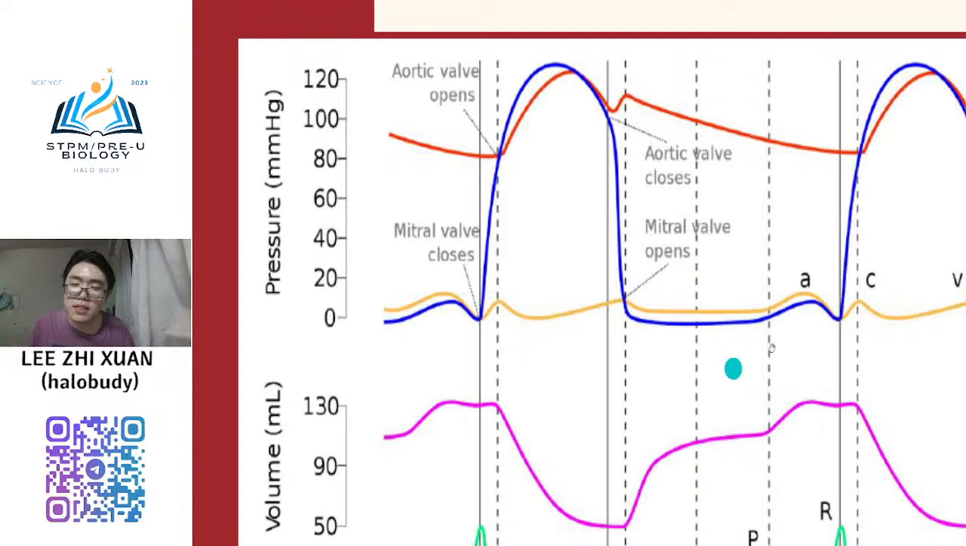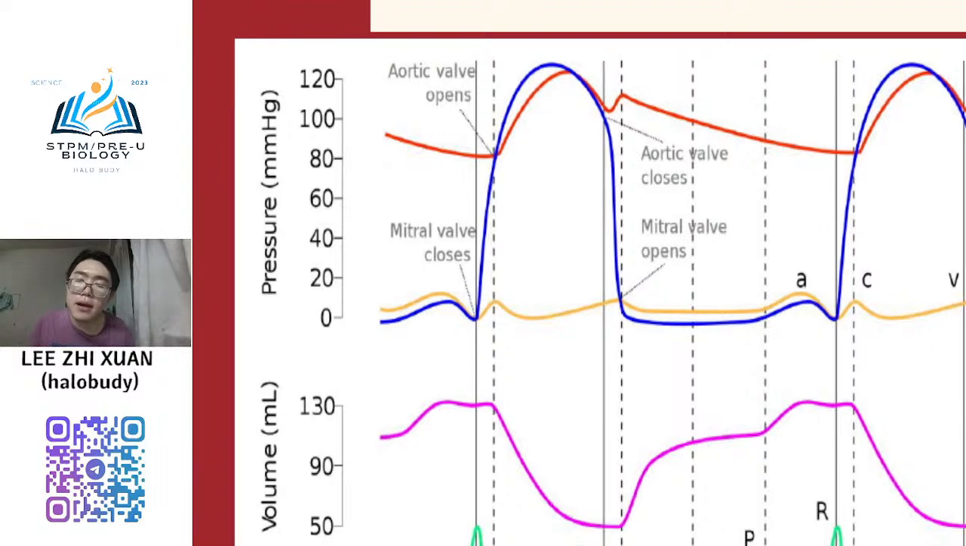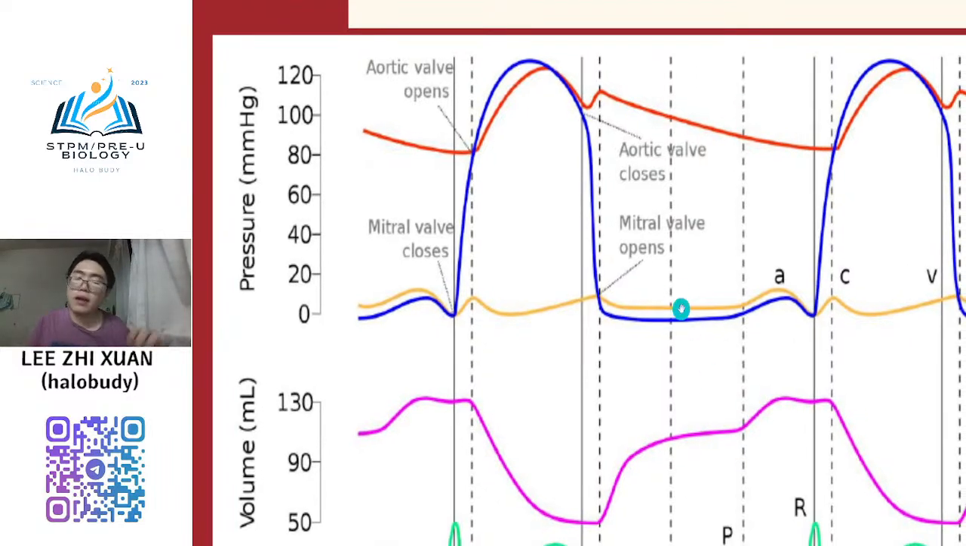So at here, you see, this point is the point of atrial and ventricular diastole. Relax. Totally relax. Tak ada apa-apa. Kenapa? Kerana pressure dia sangat rendah. And then at here, all the valves are open. Every valve is open.